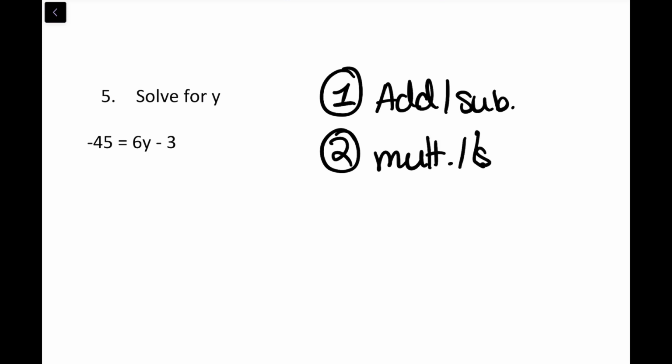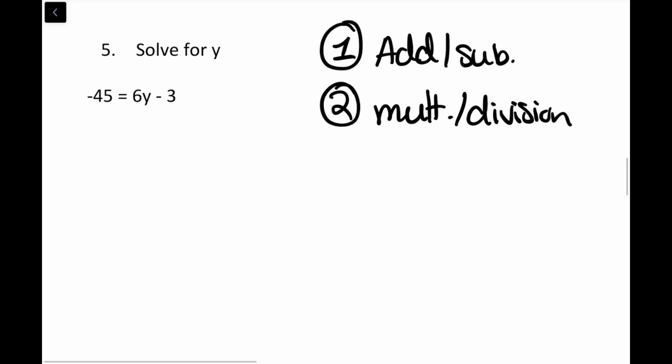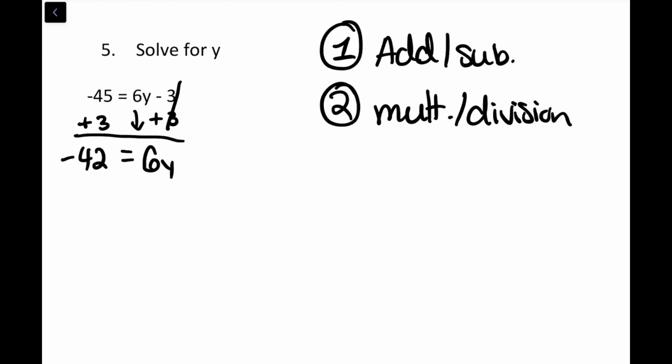This is just a two-step problem. So, first thing I want to take care of is addition and subtraction. I have this 3 being subtracted. The opposite of subtracting 3 is going to be adding 3. So add 3 on both sides. Those are going to cancel. I just have 6y on the right. Negative 45 plus 3 is going to get me negative 42.